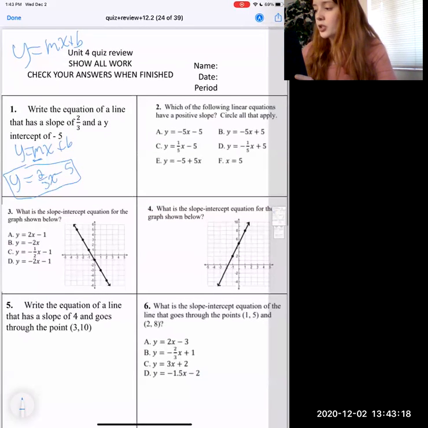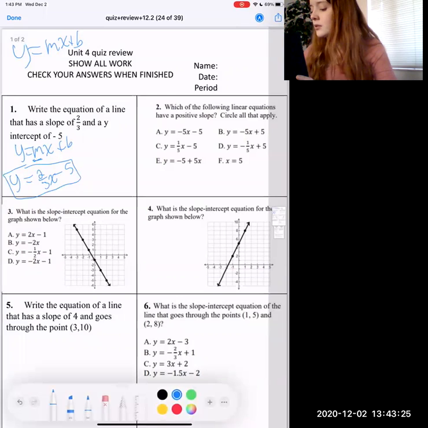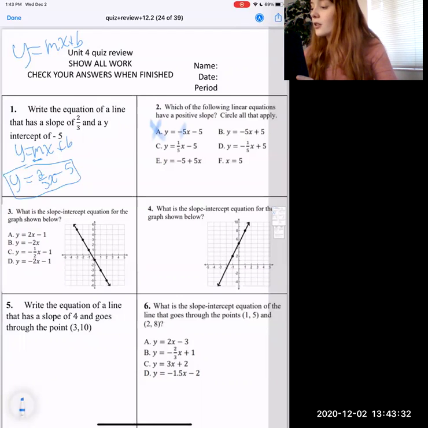All right, number 2, which of the following linear equations have positive slope? So we have to be careful with this one. Let's see, the first one, our slope is -5, so no. B, our slope is also -5, so still no. C, our slope is positive 1/5, so yes. Remember, slope is the number in front of the x. Let's look at the next one. Our slope is -1/5, so that is another no.